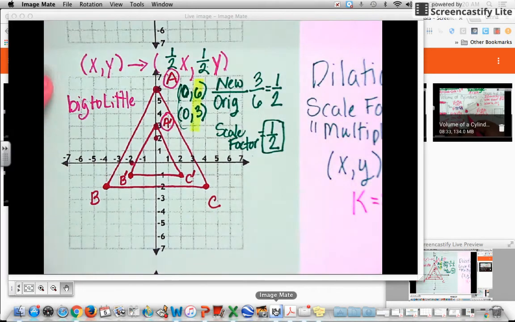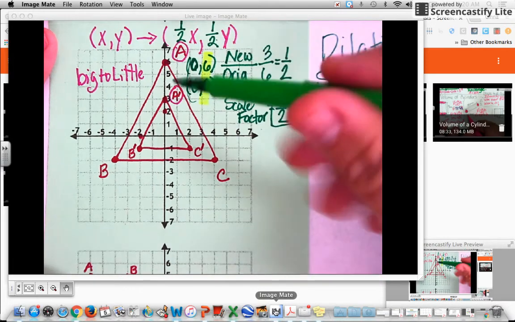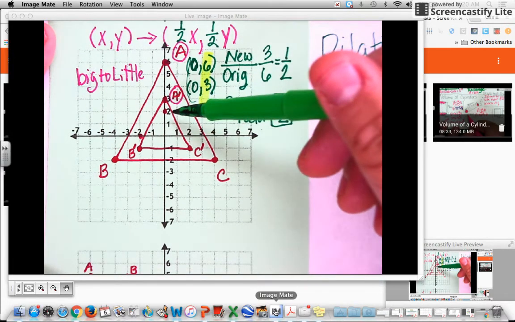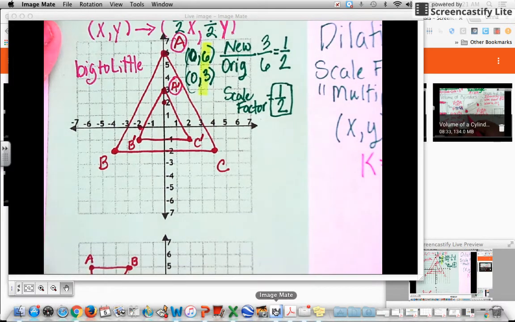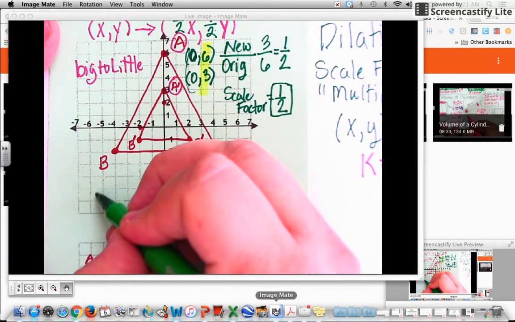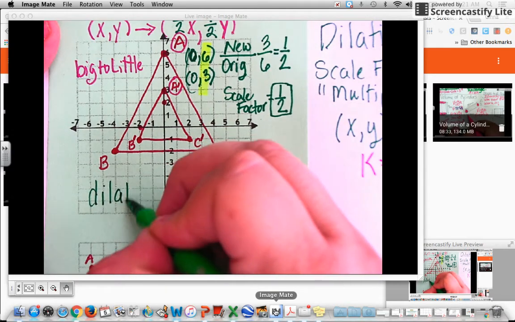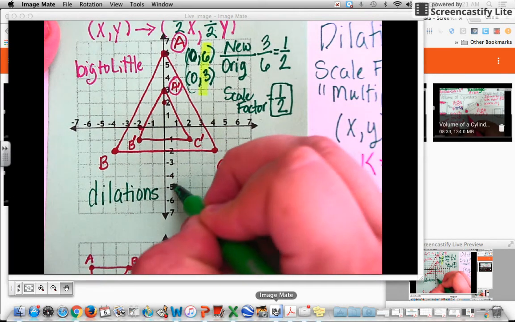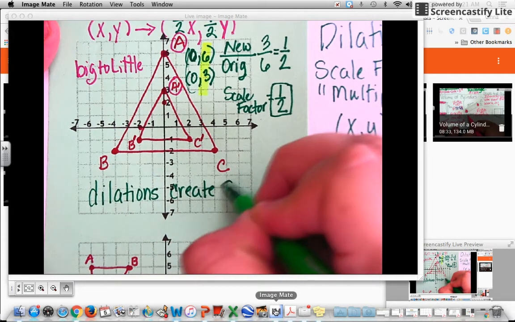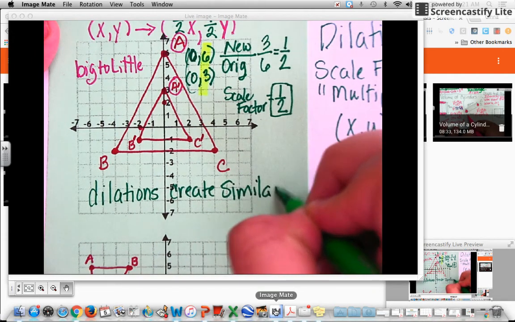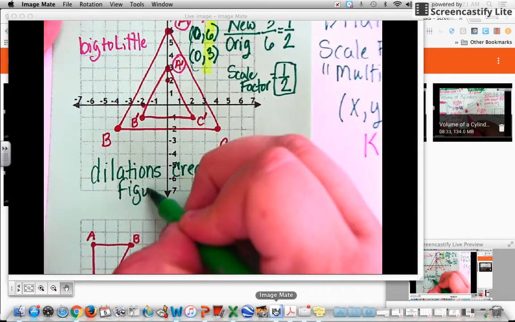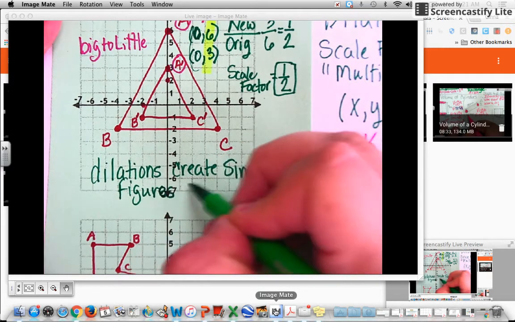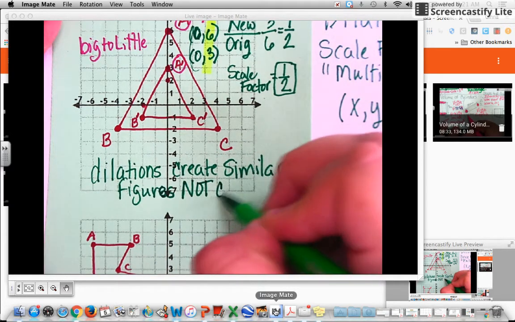So as we're looking at this real quick, would you say that these two triangles are congruent or are they similar? Dilations create similar shapes, not congruent shapes. So right here, we're going to write: dilations create similar figures. Figures, not congruent.